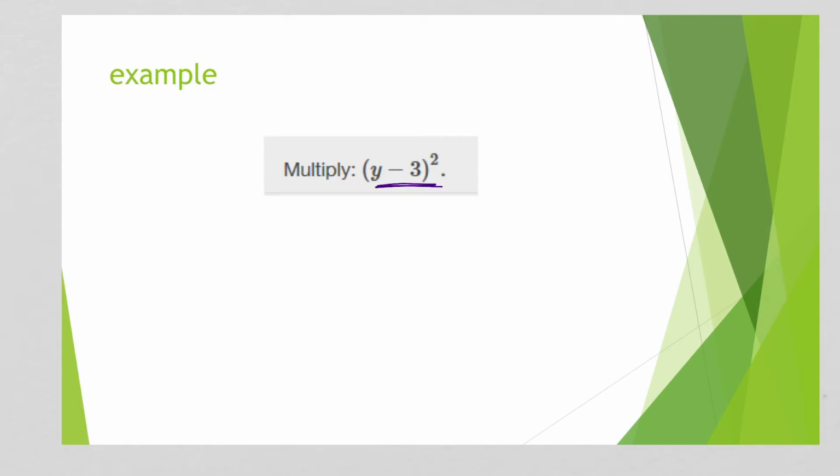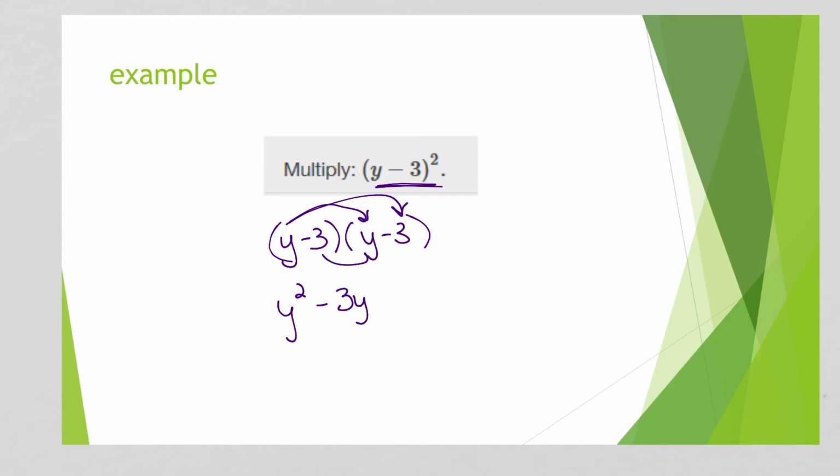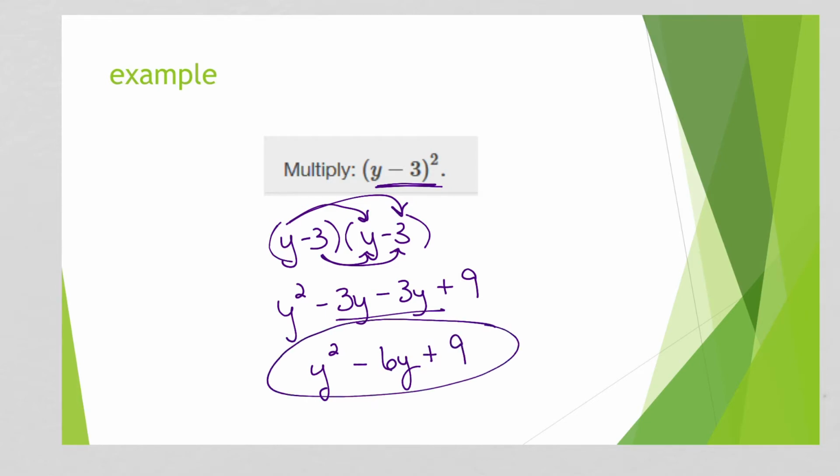So this right here means, okay? And I'm going to distribute. So y times y is y squared. Y times negative 3 is negative 3y. Negative 3 times y is negative 3y. And then negative 3 times negative 3 is positive 9. Combine your like terms. They don't cancel out because they both have the same sign in front of them. So they actually turn into that. So this right here is my final answer.